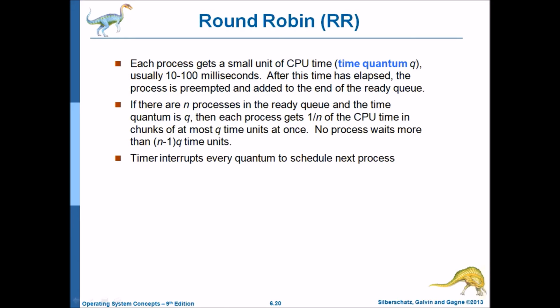And so the timer interrupts every quantum to schedule the next process. Thus, round-robin scheduling can give the effect of all processes sharing the CPU equally, although the average waiting time can be longer than with other scheduling algorithms. So next we go to an example.